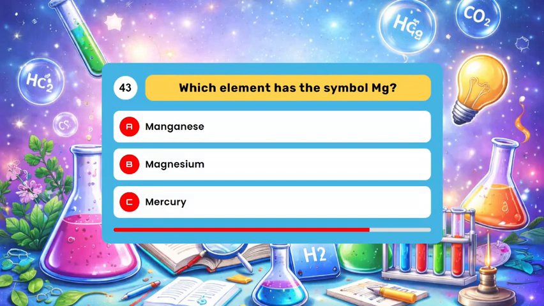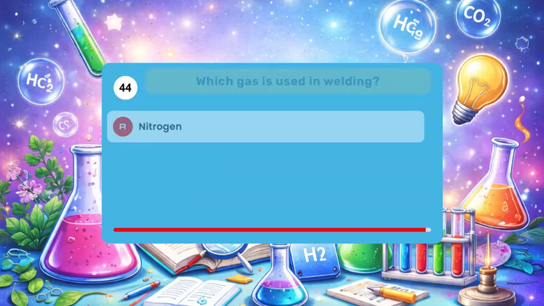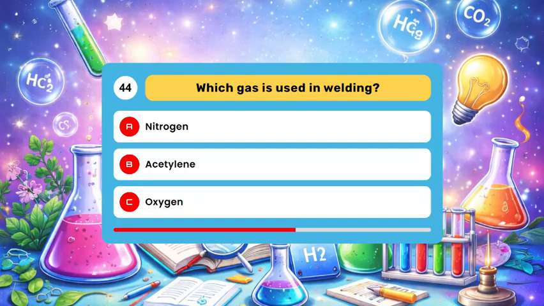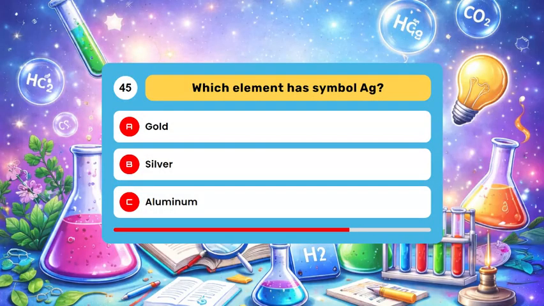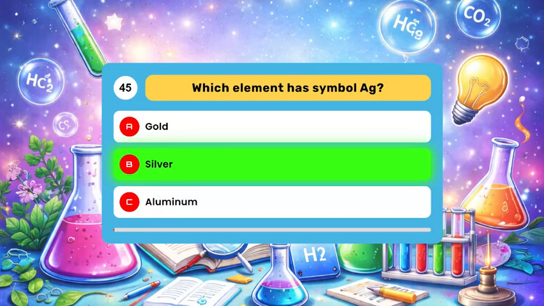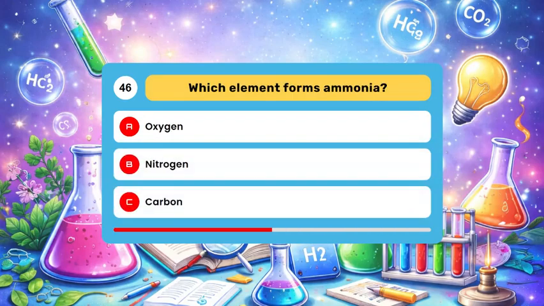Which element has the symbol Mg? Magnesium. Which gas is used in welding? Acetylene. Which element has symbol Ag? Silver. Which element forms ammonia?